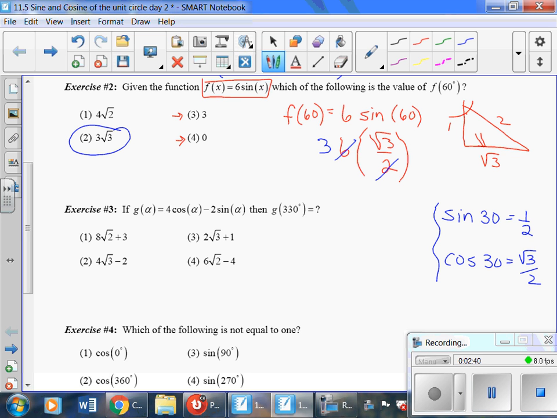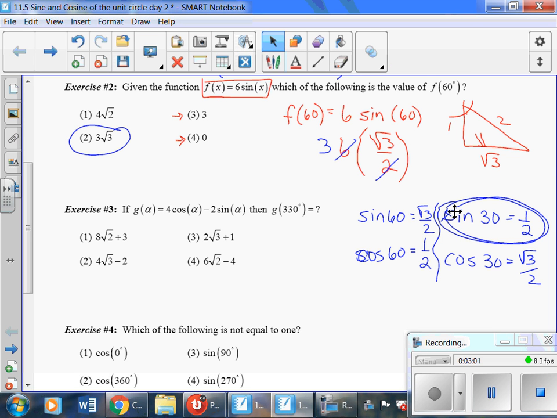And then, if you think about the sine of 60, the sine of 60 is a co-function of the cosine of 30. So that's going to be radical 3 over 2. And the cosine of 60 is going to be a co-function of sine of 30, which is a half. So those two switch. Like I said, if I remember this, the rest of them just kind of fall into place.